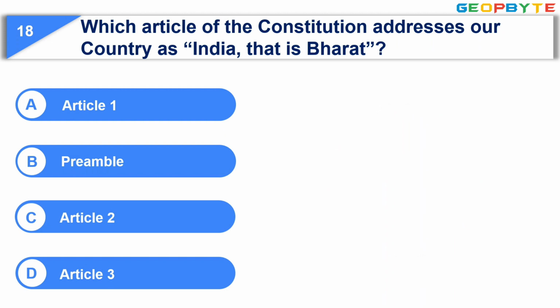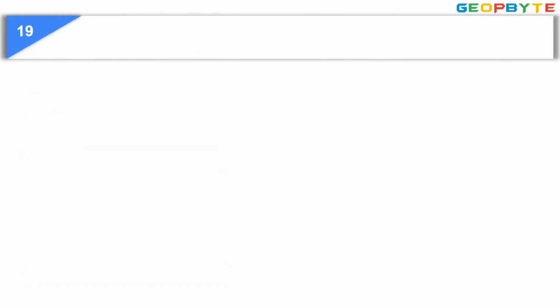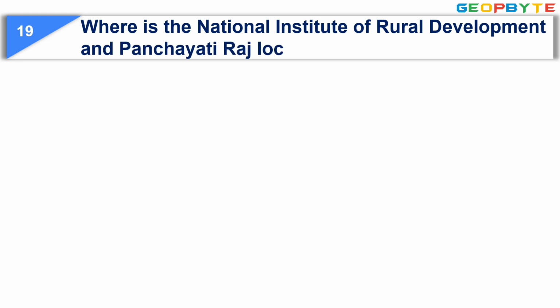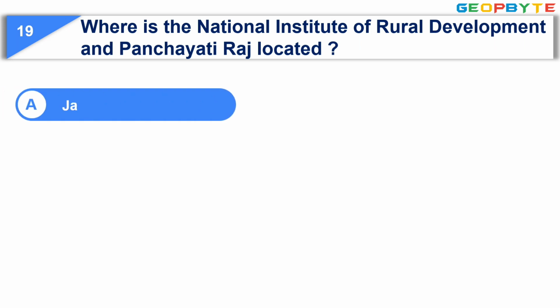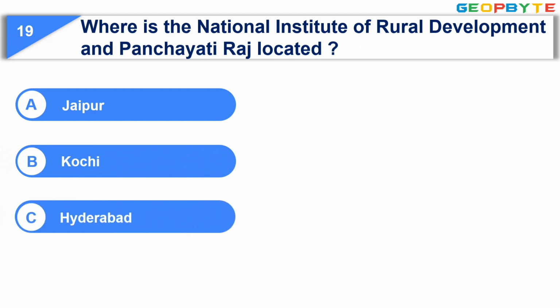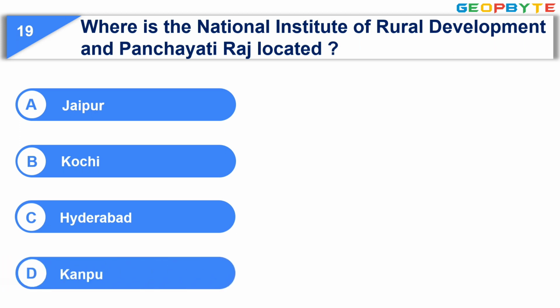Your time is up, and the correct answer is option A, Article 1. The next question is, where is the National Institute of Rural Development and Panchayati Raj located? Option A, Jaipur. Option B, Kochi. Option C, Hyderabad. Option D, Kanpur. Your time starts now.